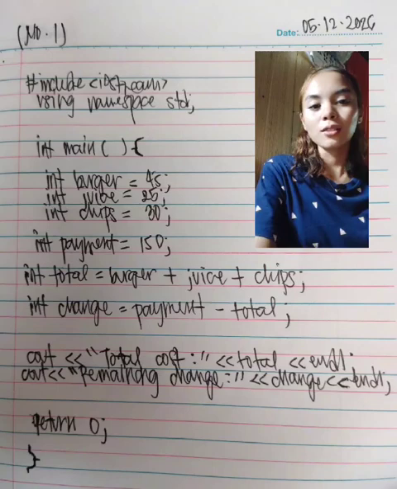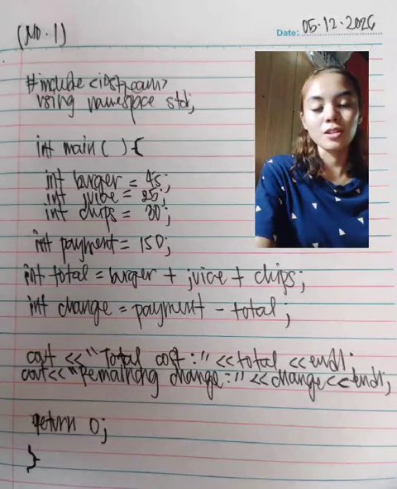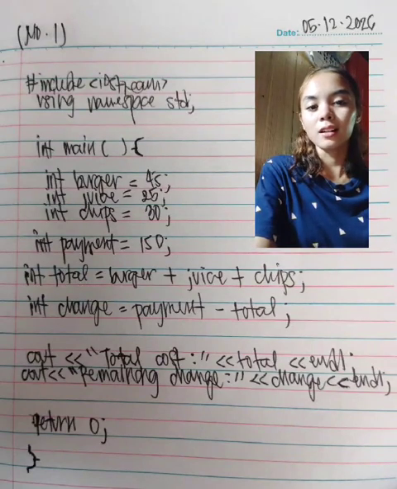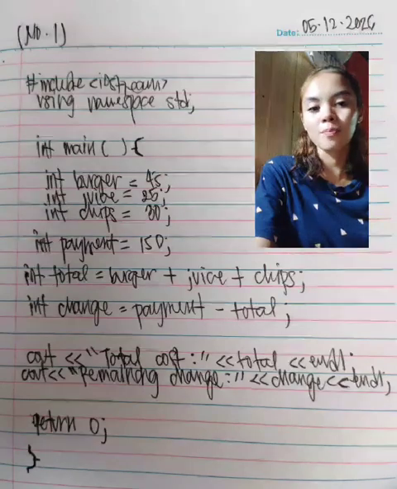cout << "Total cost: " << total << endl; cout << "Remaining change: " << change << endl; cout is the command used to print or display text and numbers on the screen, << connects the text and values we want to show, and endl ends the current line and moves the output to the next line. return 0. This line signals that the program ran successfully, ends the main function, and returns control to the system.